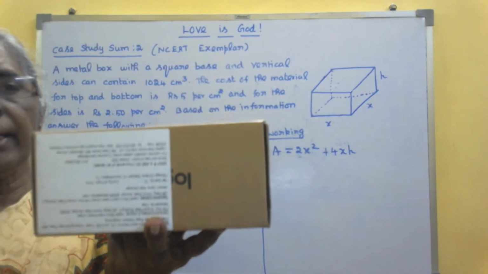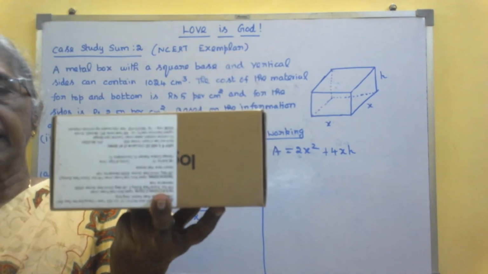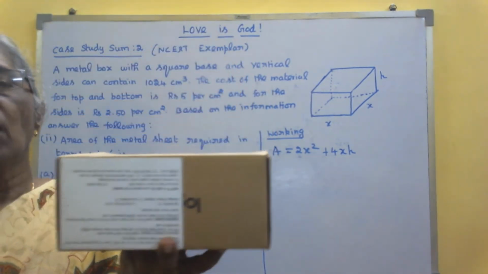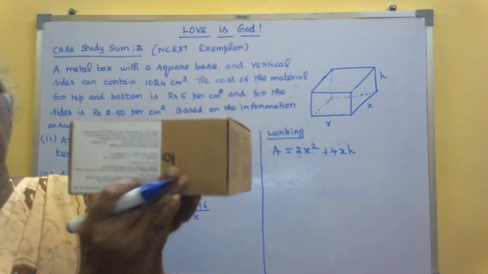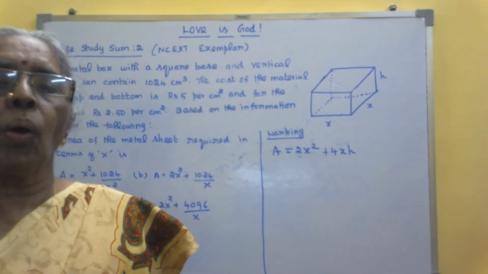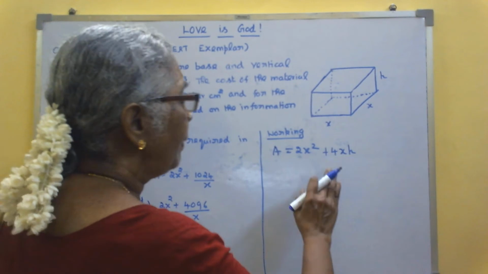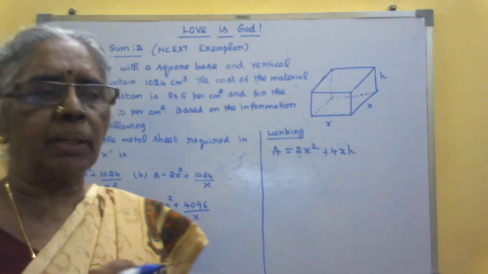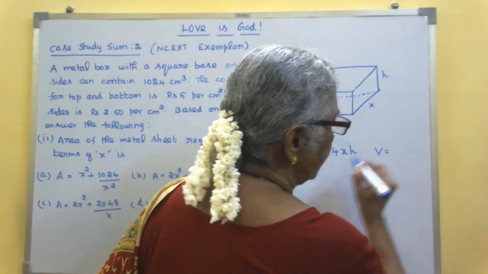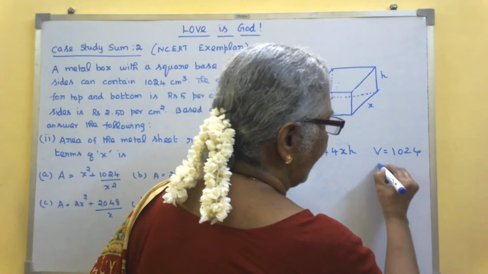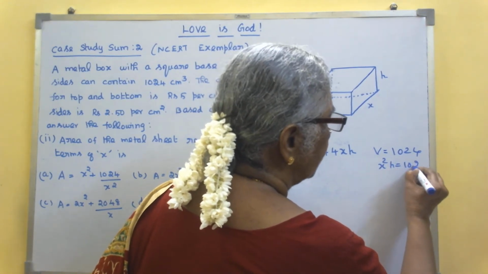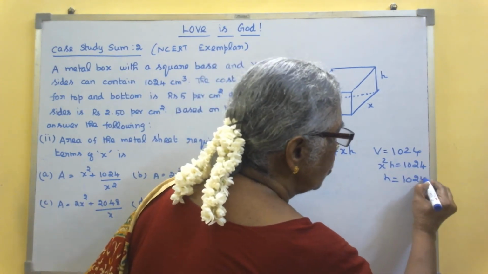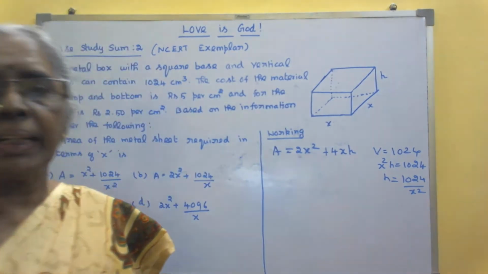Hope you understand it clearly. One square, two squares, x into x, x squared plus x squared, 2x squared. You have four rectangles. For one rectangle it is x into h, xh. For four rectangles, that is 4xh. So this is the area, but we want only in terms of x. So now in the previous subdivision you derived V is equal to 1024, it is given, that is x squared h is equal to 1024. So from this I can say h is 1024 divided by x squared.